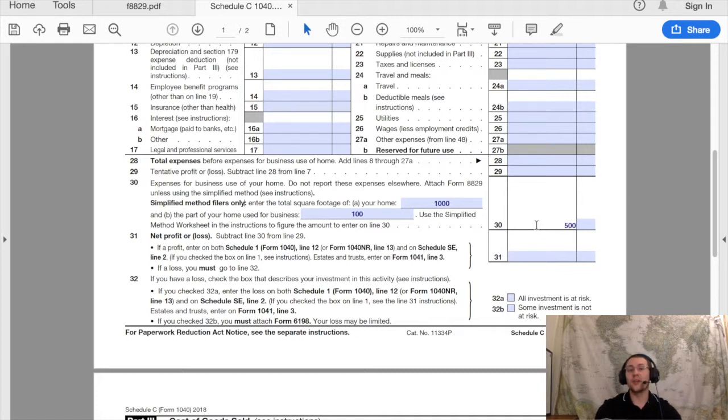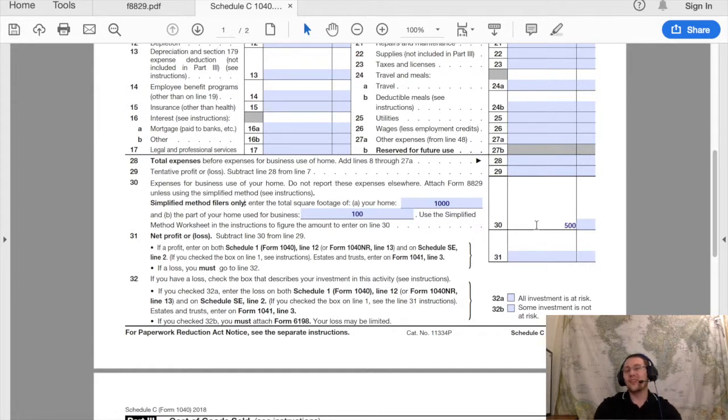One good thing about the simplified method is that it doesn't affect your home value at all. All profit from the sale of your home would be yours to keep, tax-free, as long as you qualify for the home sale exclusion, which can exclude up to $500,000 in profit from the sale of your home.